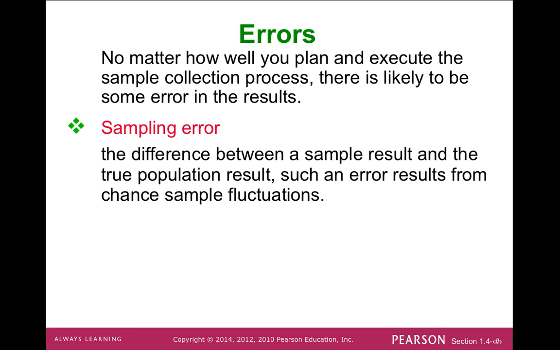That being said, no matter how well you plan and execute the sample collection process, there's likely to be some error in the results. Even the most carefully constructed experiments often contain aspects of error. So let's talk through a couple of different types of error. Sampling error is one of the most common, and this is the difference between a sample result and the true population result. These kinds of errors can result from chance sample fluctuations.